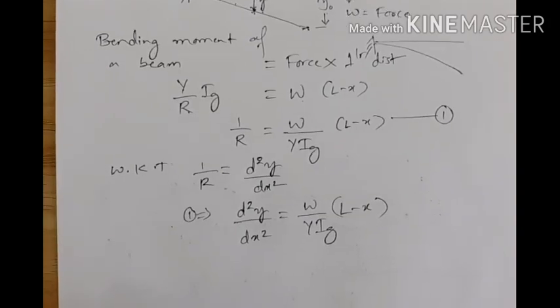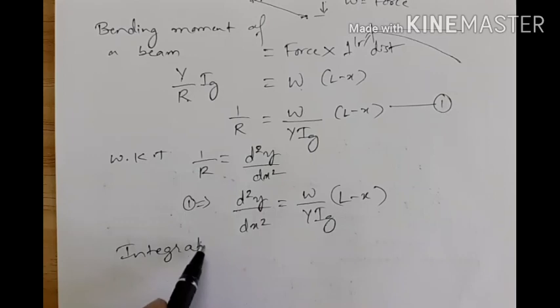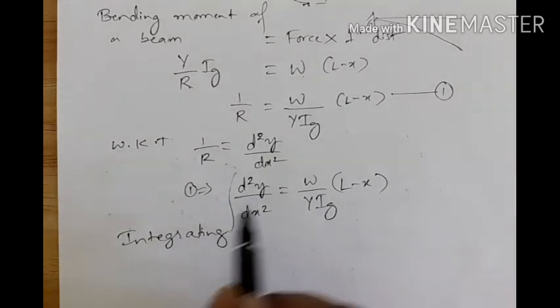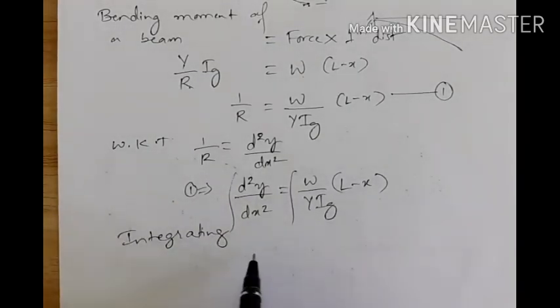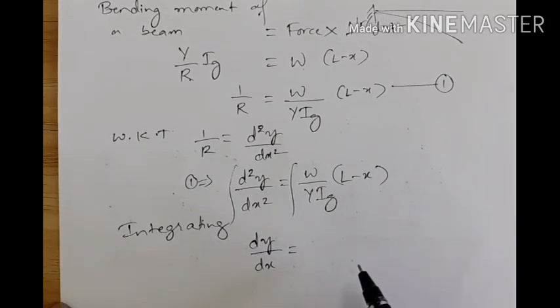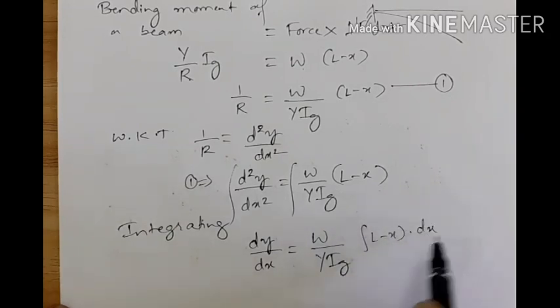Now let us integrate this with respect to x. So when I integrate that, I'll get dy divided by dx is equal to, let us take out W by Y Ig, the integration of L minus X into dx.